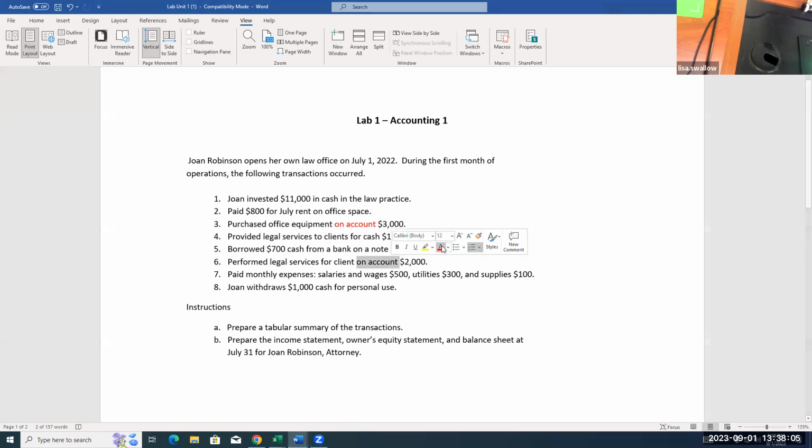Have we seen this before? You're going to hopefully see this 100 times a month. Perform services, perform services, perform services. Sometimes you're going to get cash. Sometimes it's on account. You know what to do with this one. Put it on your piece of paper. Performed legal services for client on account.